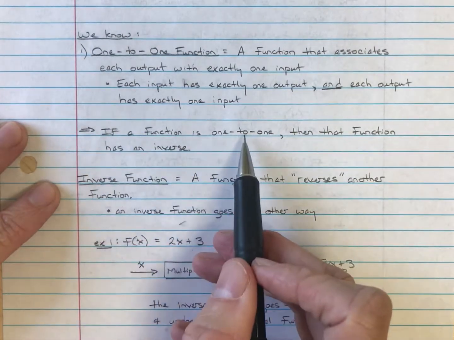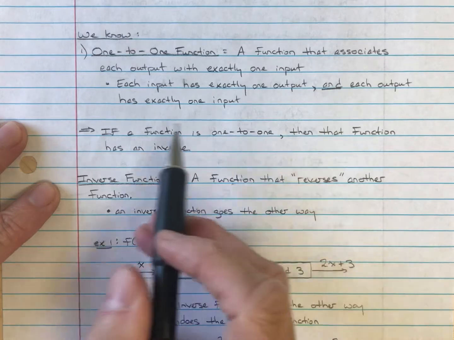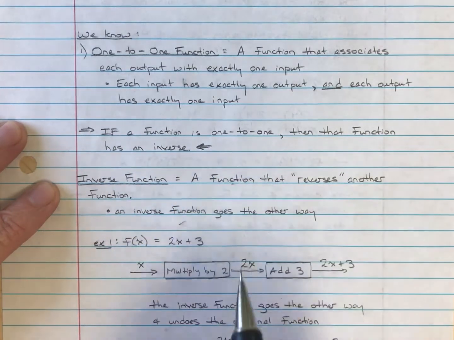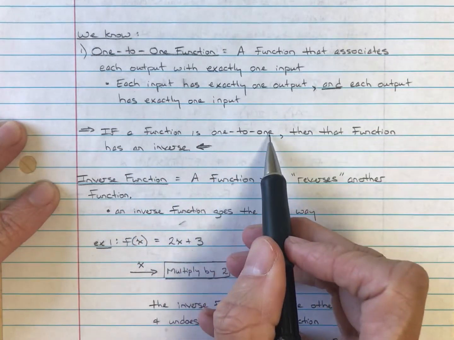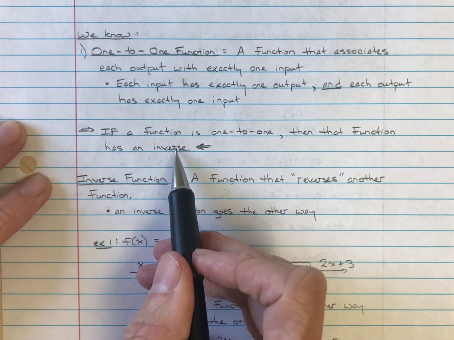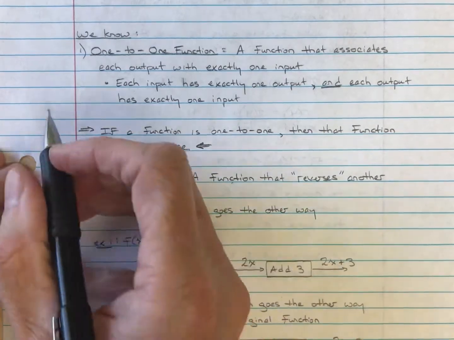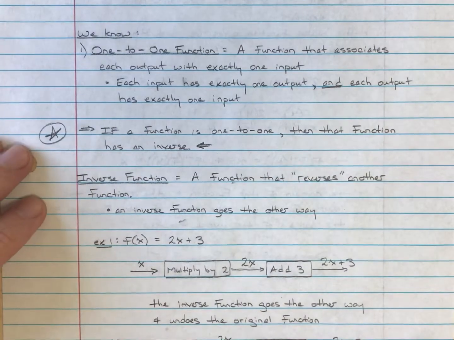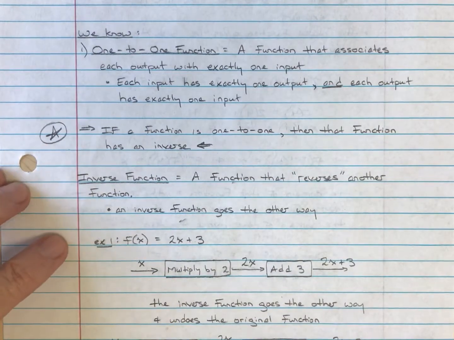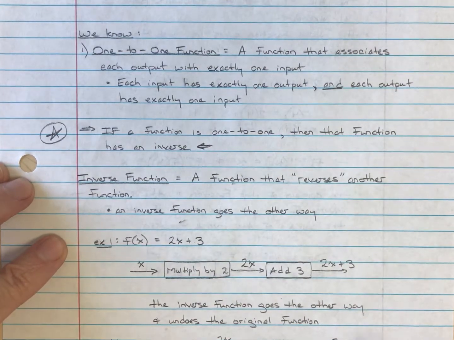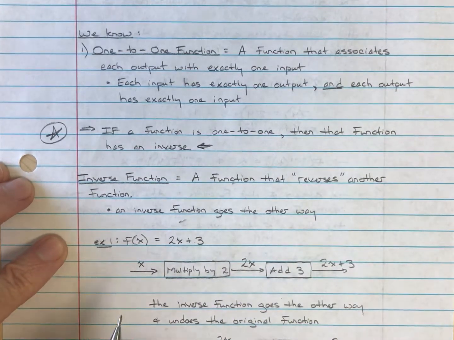Okay, if a function is one-to-one, and this is key, I'll put a couple of double line arrows here. If a function is one-to-one, then that function has an inverse. This is really what we're going to focus on a lot in a number of upcoming video lectures. Functions and their inverses, because inverses reverse one another. Inverse functions are undoing functions.